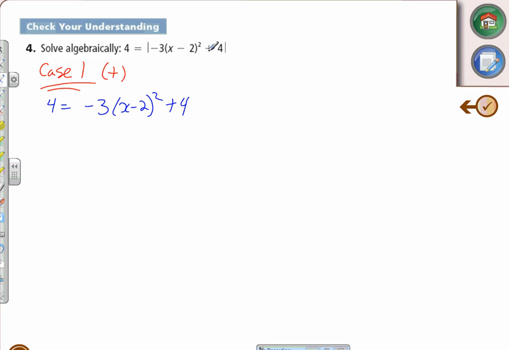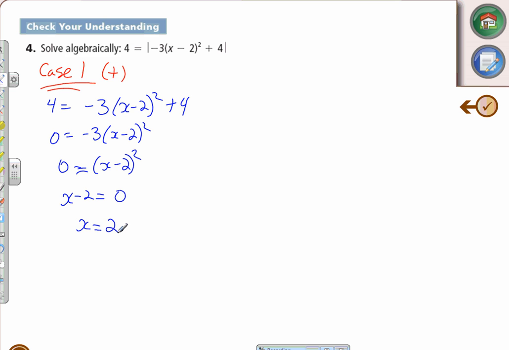All right, start solving for it. So subtract the 4 over. I got 0 equals negative 3, x minus 2 squared. Divide the negative 3 over. I got 0 equals x minus 2 squared. Square root both sides. So x minus 2 equals 0. And then take that over, x equals 2. There's the first one. We'll verify it at the end here.